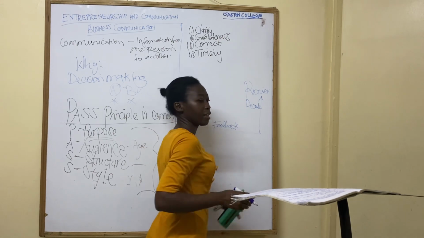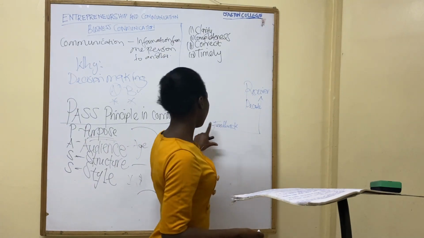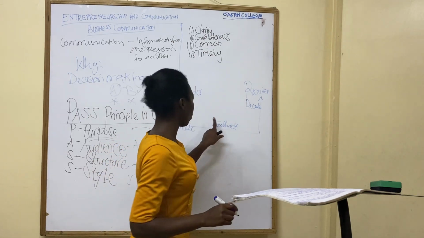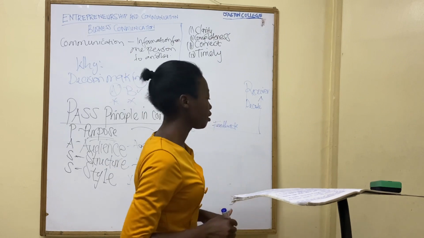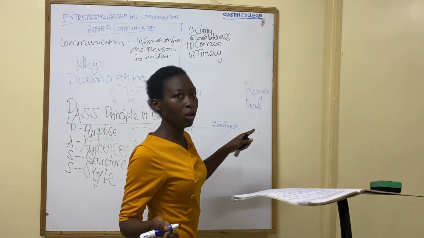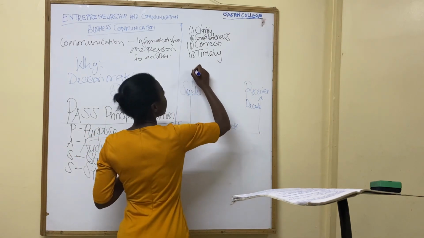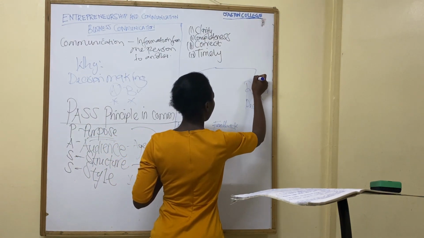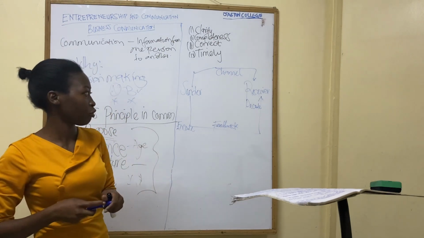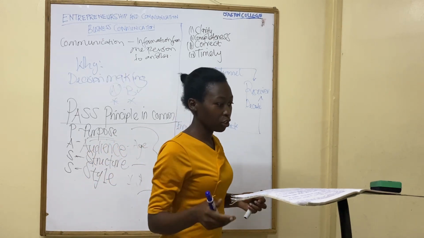Feedback. Maybe the sender has asked a question and he needs the receiver to respond. So the receiver will give out his or her feedback. So the feedback will also be here on this system. When communication is verbal or through phones, we will use a channel. So there is a channel, the channel of communication. Maybe they talked through phones or through the email. So there is a channel of communication.